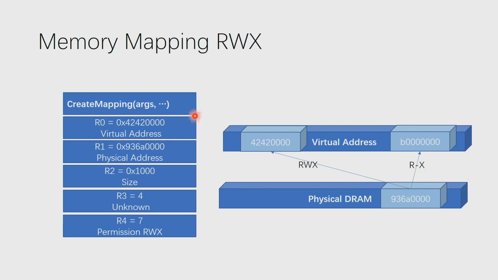So by triggering this function, we can map it to another address. Here we use 4242 to RWX, that is the full permission, read, write, and executable. So now we have a page that is RWX. We can write to it and execute on this page.